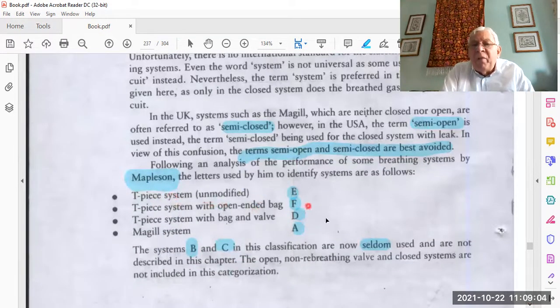Of course, there is another classification which is called Mapleson. We have Mapleson A, B, C, D, E, F. A, as we said before. D is the T piece. F is also the T system, and E is the modified T system, I'm sorry. So we have, of course, A and B; B and C are omitted because they are not beneficial whatsoever. This is a clarification. The Americans call it semi-open, semi-closed, and there is a conflict about this classification.